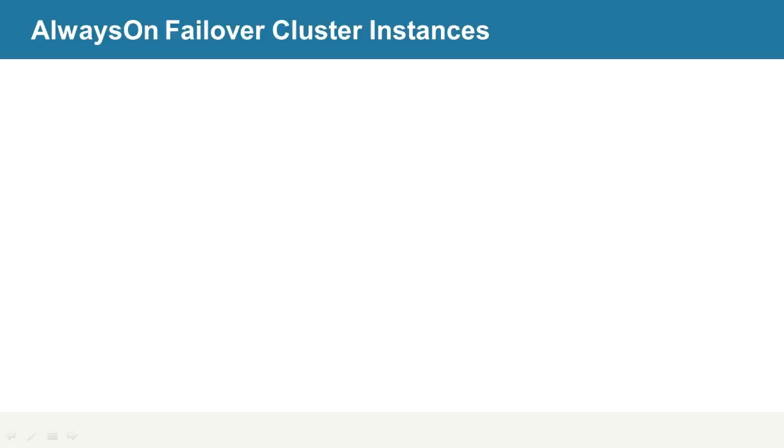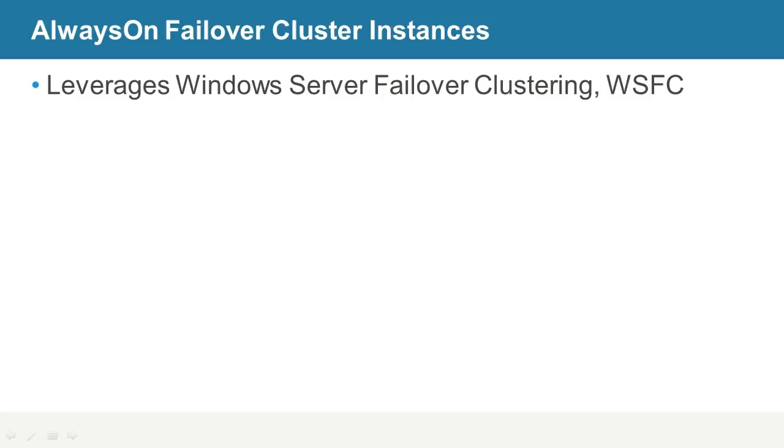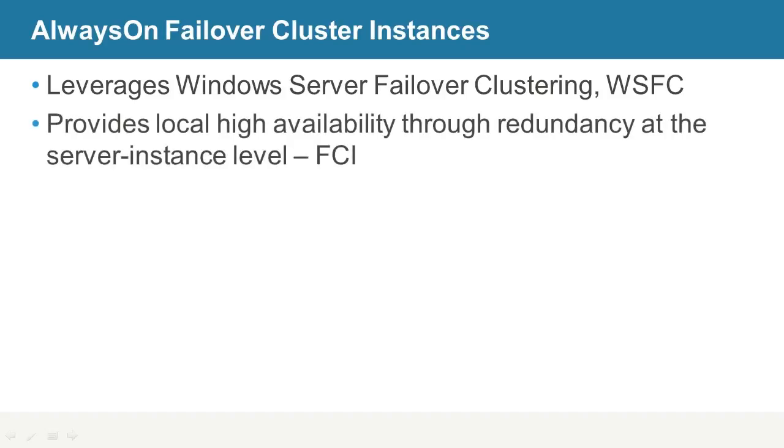But looking at the first one, the AlwaysOn failover cluster instance leverages the Windows Server failover clustering feature. So again, take note, it's the Windows Server failover clustering. In other words, this is not a SQL feature in and of itself. Commonly referred to as WSFC. You simply have to install the failover clustering feature at your Windows Server level, and then SQL Server takes advantage of this. It provides local high availability through redundancy at the server instance level, which in essence equates to what's known as an FCI, or a failover cluster instance.